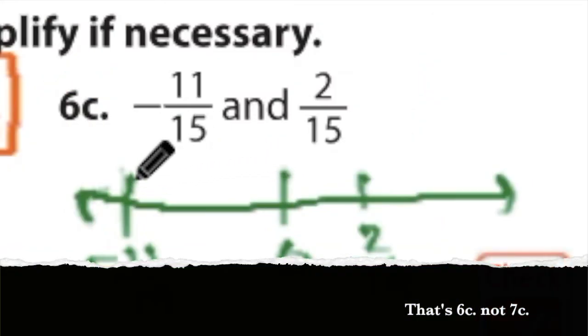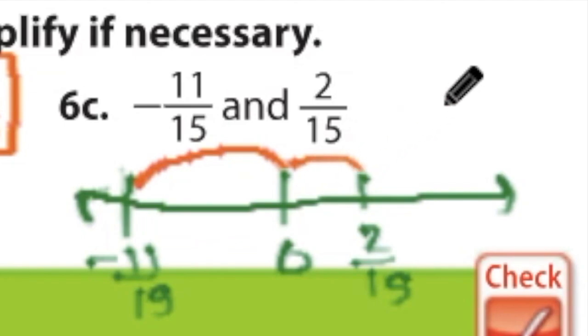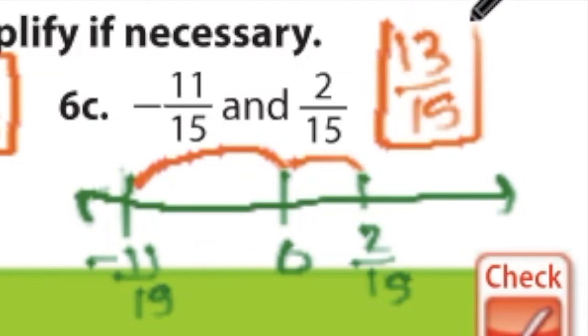And finally, 6c, negative 11 back to 0 is 11, plus another 2 more jumps. So that's a total of 13/15 of a unit between those two fractions.